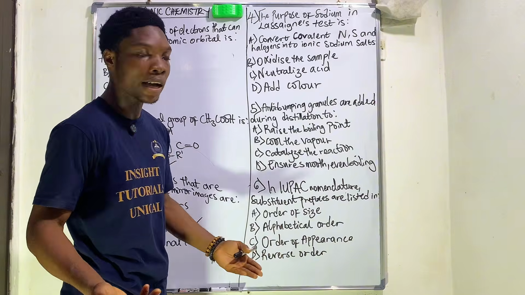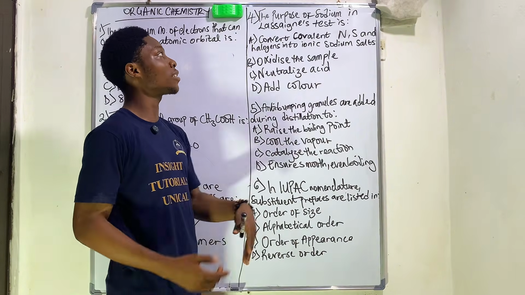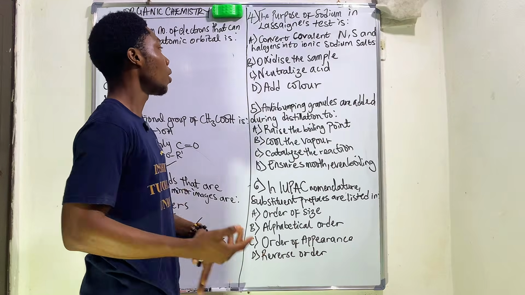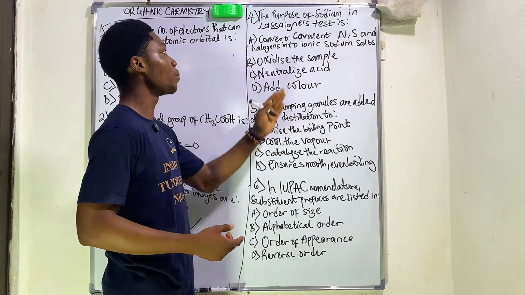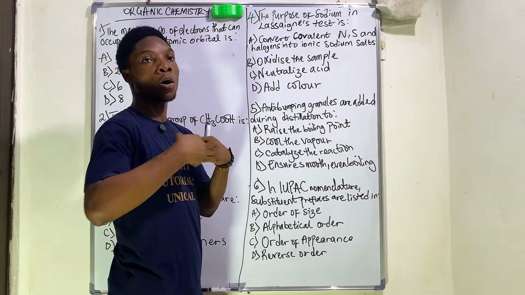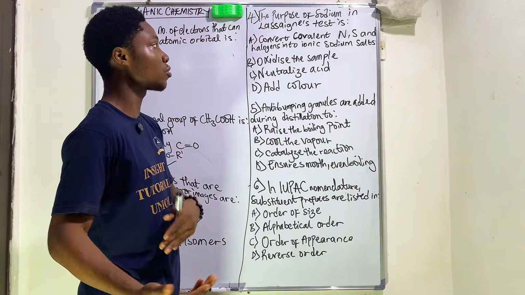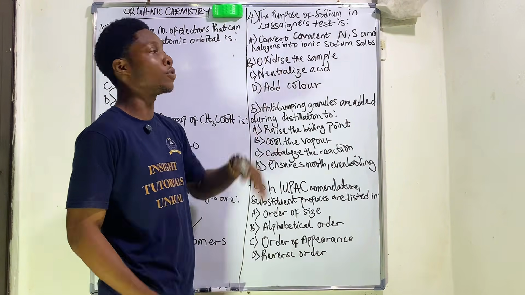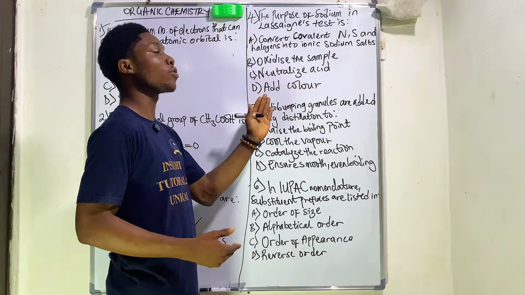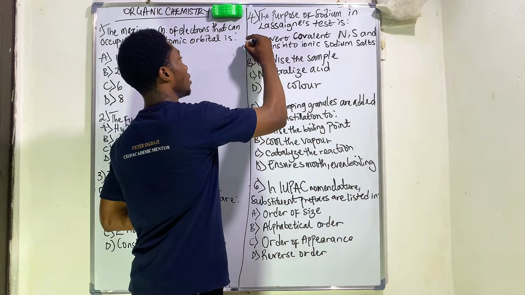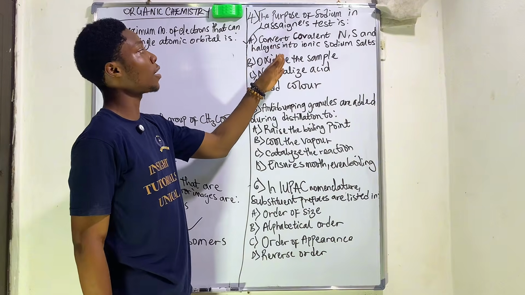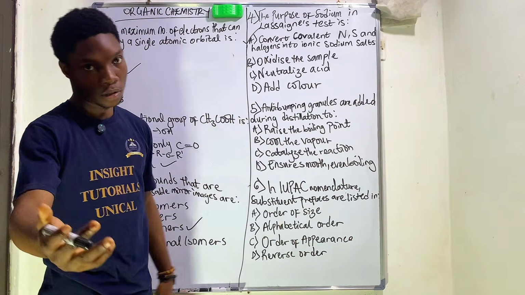So it does not oxidize the sample. It does not neutralize the acid because in this stage of the test, there is no acid to neutralize, right? And secondly, it does not add color because sodium forms a colorless extract. So the ionic sodium salts that will be formed from nitrogen, sulfur, and halogens are colorless. So it does not add color. So the correct answer is convert covalent nitrogen, sulfur, and halogens into ionic sodium salt.